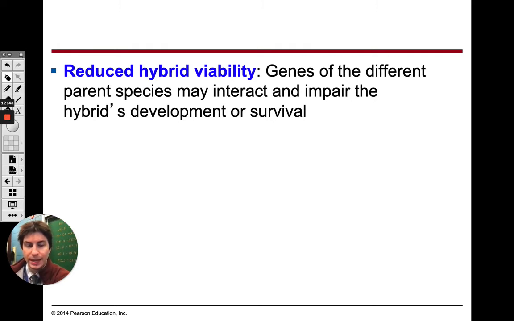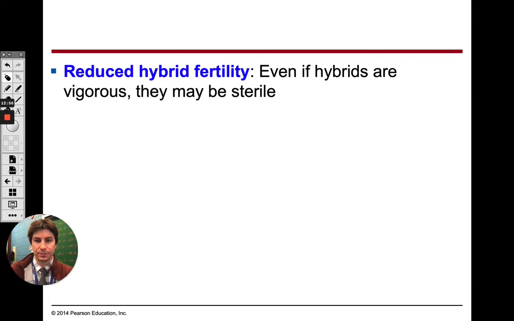So when they, in this example here, interact together, they might actually be bad for the new organism trying to be produced, and that organism might not survive. The second one is reduced hybrid fertility. So even if the hybrids are good, they're born, they look fine, they look healthy, they're able to fulfill their basic needs of eating, sleeping, that kind of thing, they still might be infertile. That means they're not going to be able to have offspring of their own.